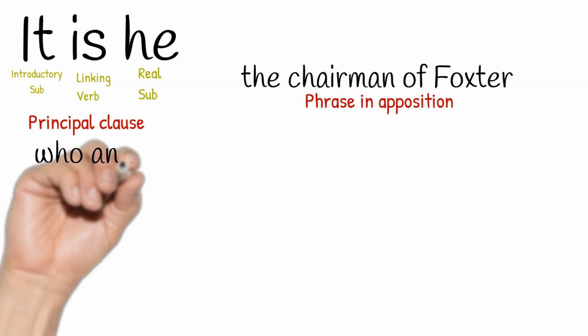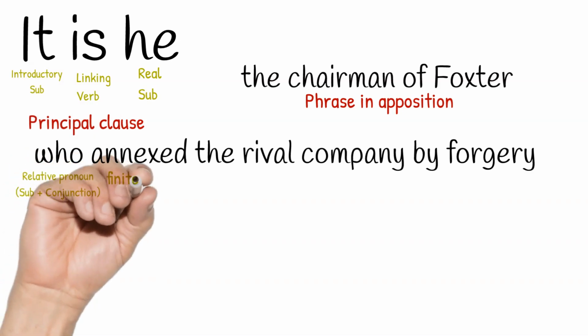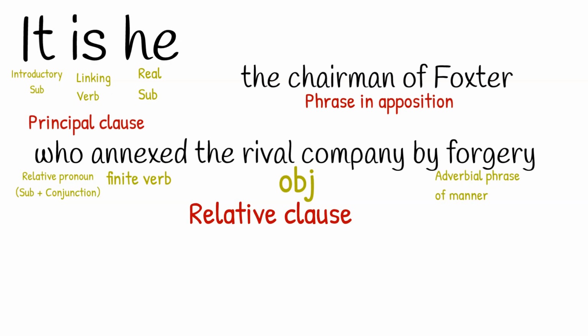Next. Who annexed the rival company by forgery. This is a group of words that has its finite verb annexed and the subject here who. So it is a clause, but it cannot convey its meaning properly. So it is a subordinate clause. The rival company is the object of the finite verb annexed. Who is a relative pronoun.